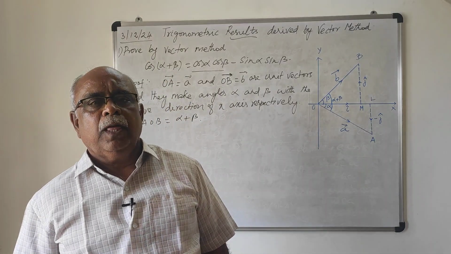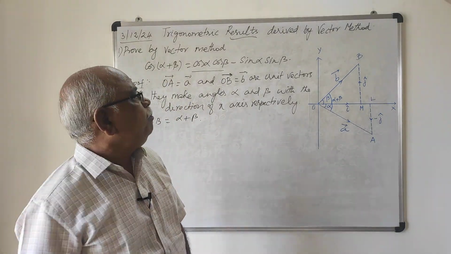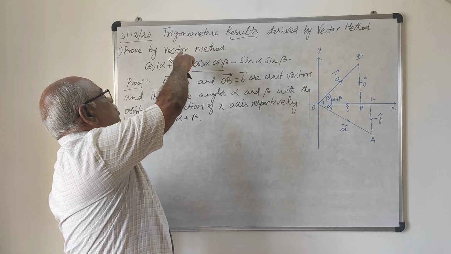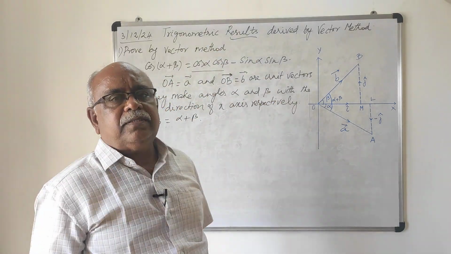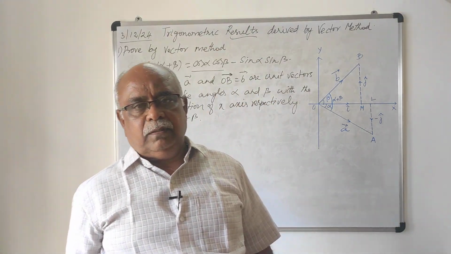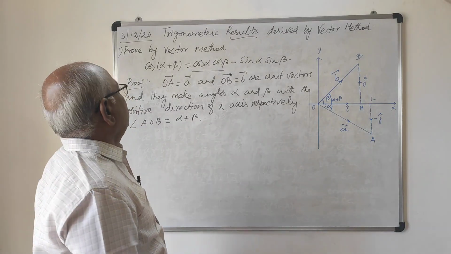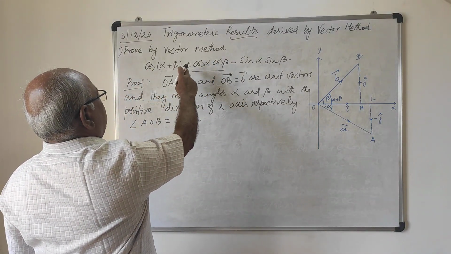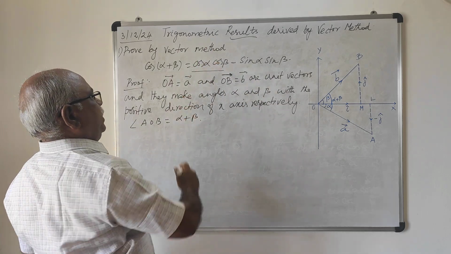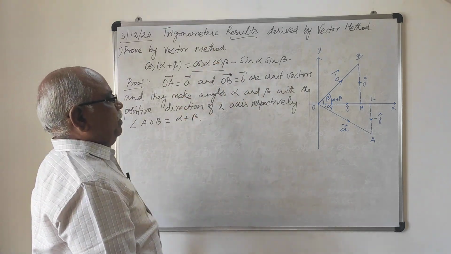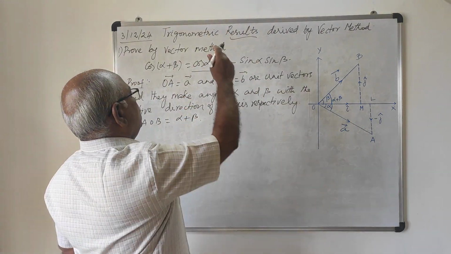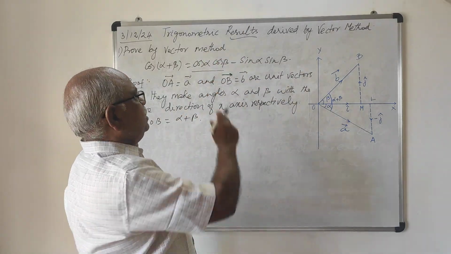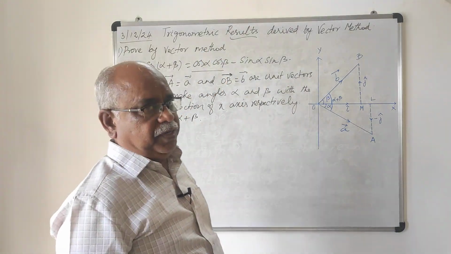Dear students, in this video I am going to derive some trigonometric results using the vector method. The first result: prove by vector method cos(alpha plus beta) equals cos alpha cos beta minus sin alpha sin beta. This is the trigonometric result we are going to prove by vector method.